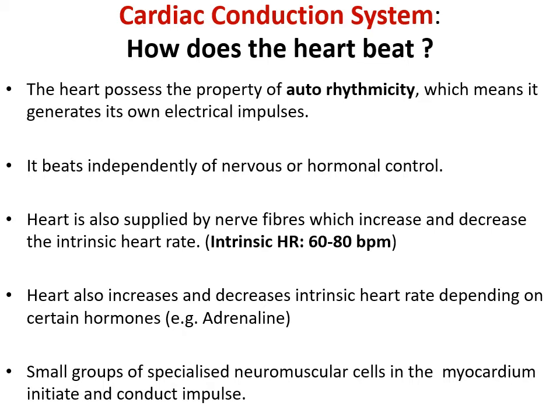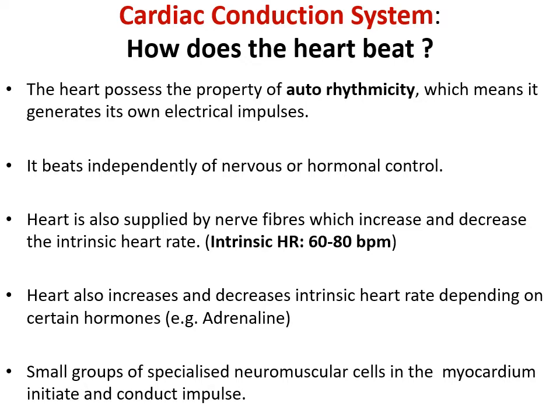But there are nerve supply and also hormonal supply to the heart. What the nervous system or the hormones do is cause an increase or decrease in the intrinsic heart rate. The intrinsic heart rate is around 60 to 80 beats per minute. That is, even without hormonal or nervous control, there will be an intrinsic or resting heart rate of 60 to 80 beats per minute, due to the autorhythmicity of the heart.